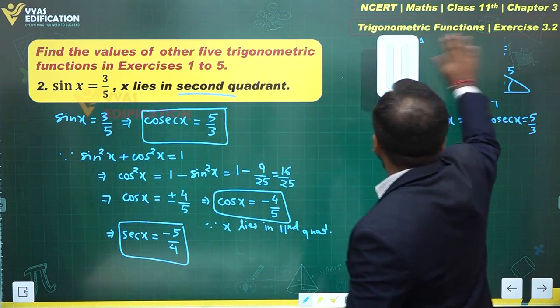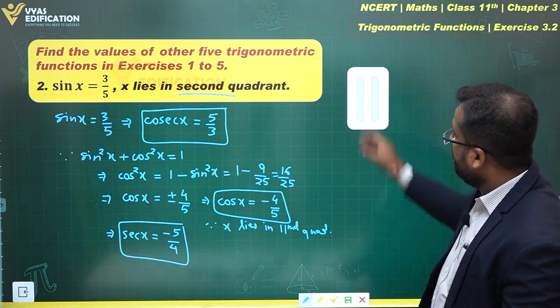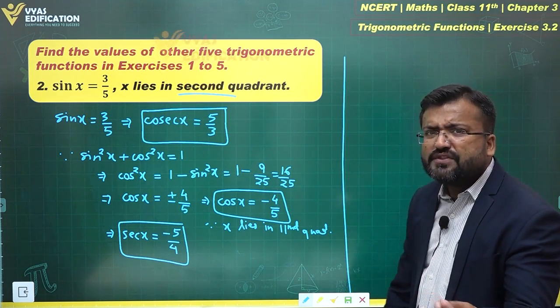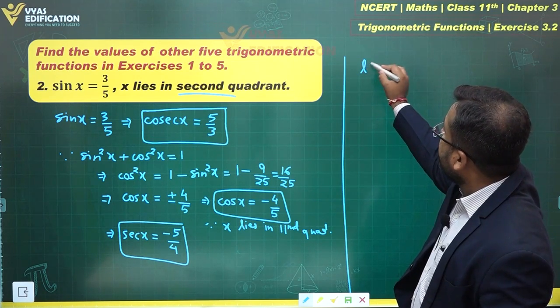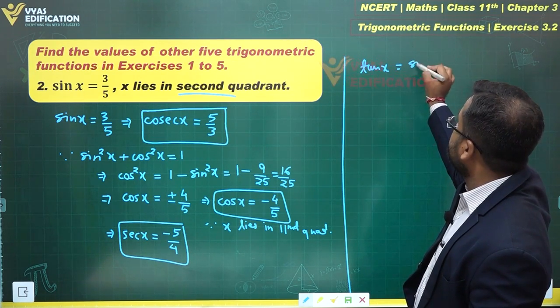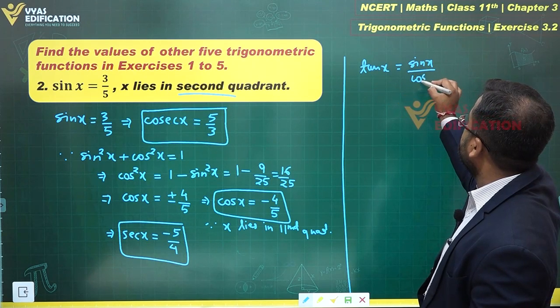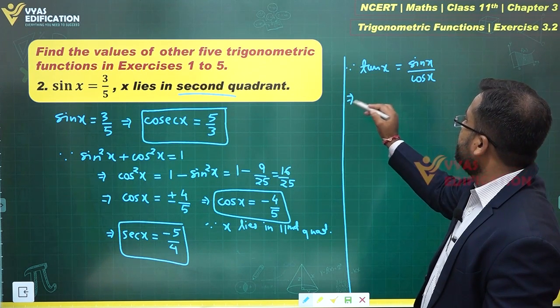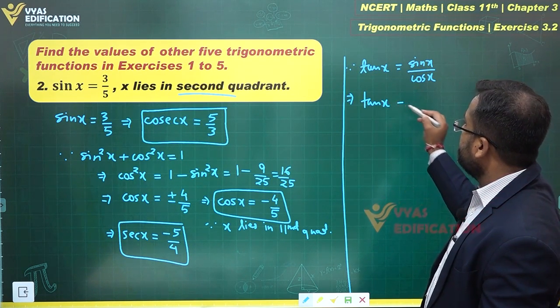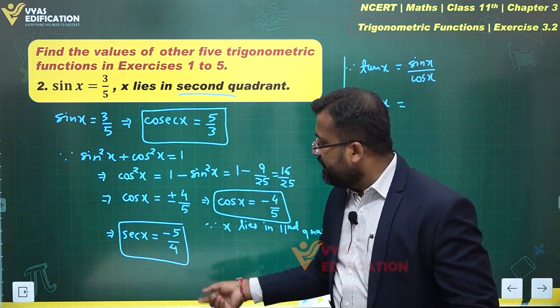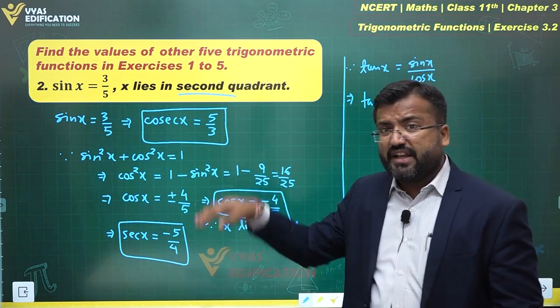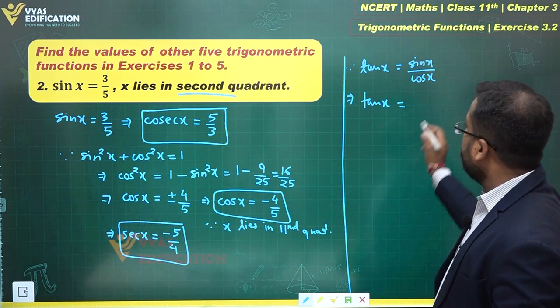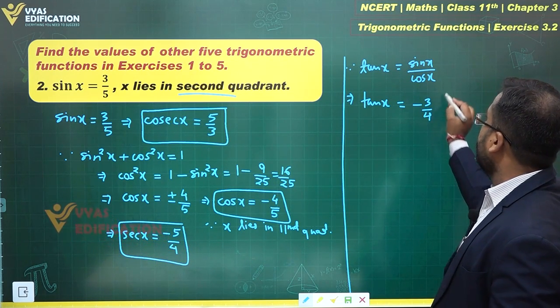Tan x and cot x can now be found by taking the reciprocal of sine and cos. Tan x is equal to sin x over cos x. Since sin x is 3 upon 5 and cos x is minus 4 upon 5, taking the reciprocal, the 5 will get cancelled. This is minus 3 by 4.